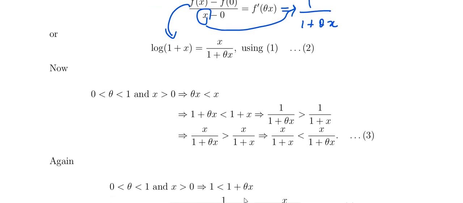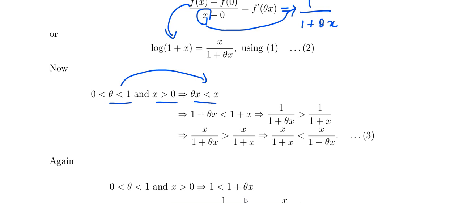Theta is between 0 and 1, as they have given. And x is greater than 0. So theta x is less than x. Since x is greater than 0 and theta is less than 1, theta x is less than x.